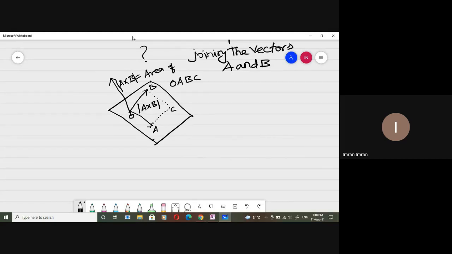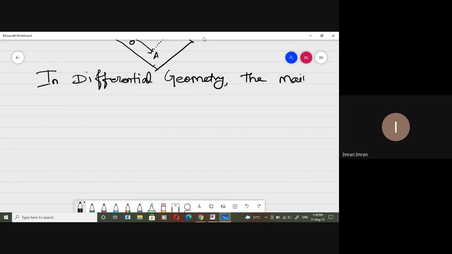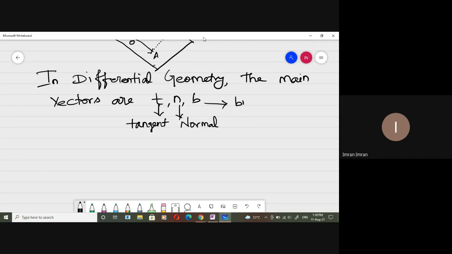How do we apply this concept in differential geometry? In differential geometry, the main vectors are T, N, B. T is the tangent at the point, N is the normal at that point, and B is the binormal.